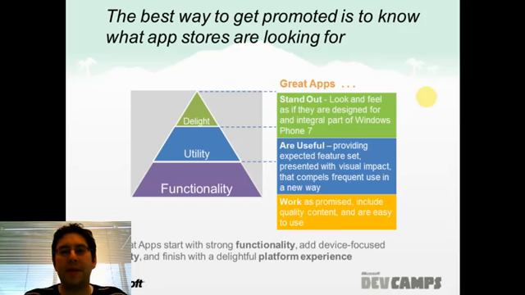Okay, so getting promoted in the app stores, right? There are basically three things I think you need to worry about when you want to get promoted. The first is functionality. Make sure that the functionality of your app is rock solid, right? It needs to solve the problem, it needs to solve it well, and it needs to do some interesting things with it, right? The utility.